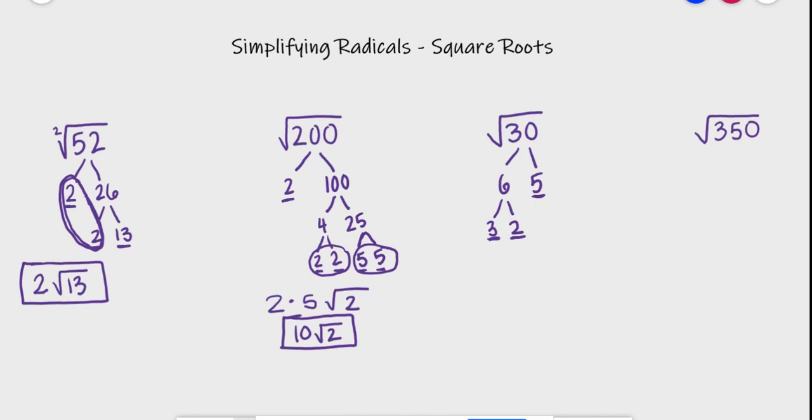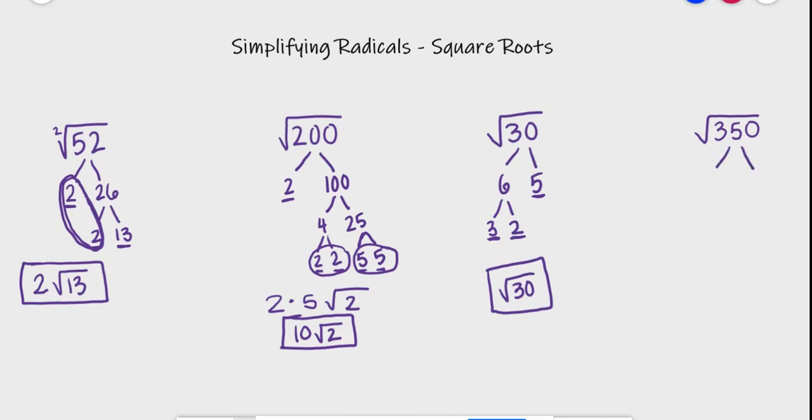So when that happens, when none of the bottom branches of your little tree, it's called a factor tree, that's why I keep calling it a tree, when none of them are the same, that means that square root 30 was as simplified as it could be. So we were done. All right, last one, 350.